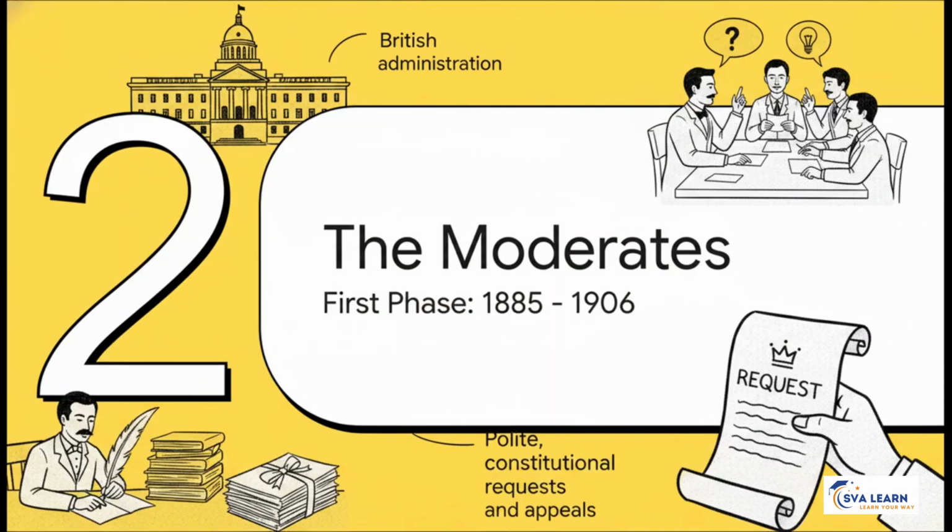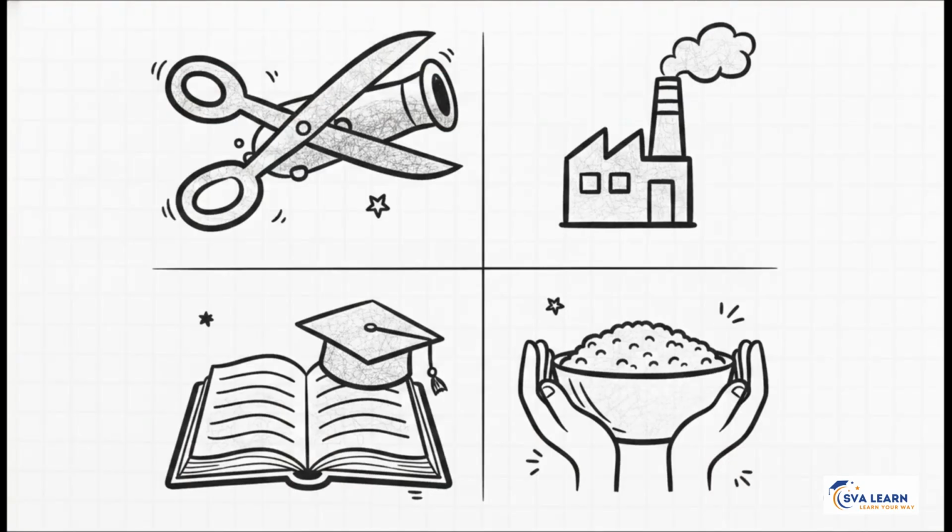Moving to Section 2, the first phase, spanning 1885 to 1906. We call these guys the moderates. Think of the moderates kind of like that one student in a group project who wants to do everything perfectly by the rules, right? They wrote polite constitutional letters, and honestly, their demands are pure gold for your exam.